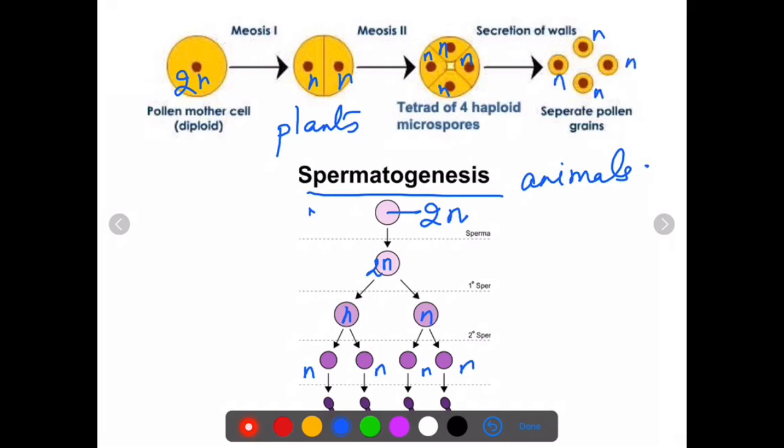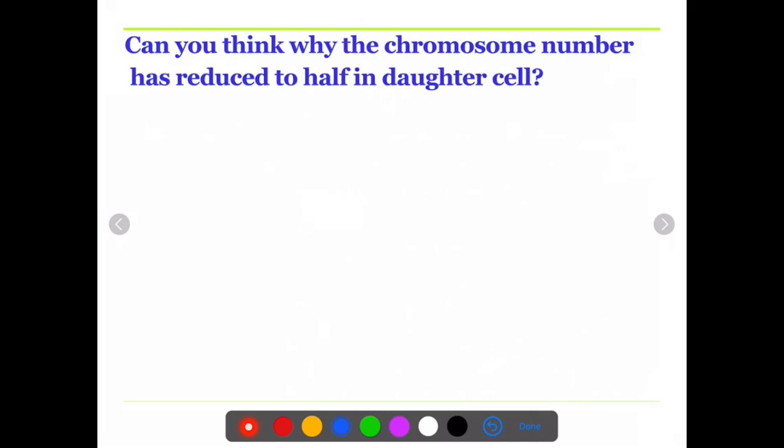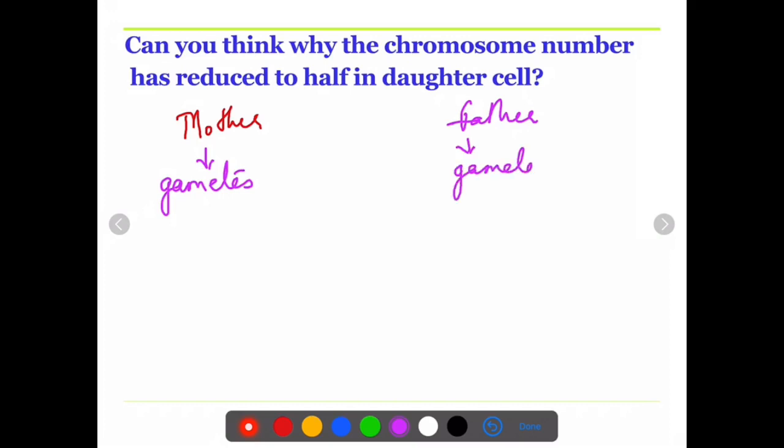What is the reason behind this? The mother cell has double the number of chromosomes and the daughter cells have half the number of chromosomes. There is a specific reason behind that. In case of sexual reproduction, there are 2 parents. One is the mother parent and the other is the father parent. Now the mother parent forms a gamete and the father parent forms gametes in the reproductive organs.